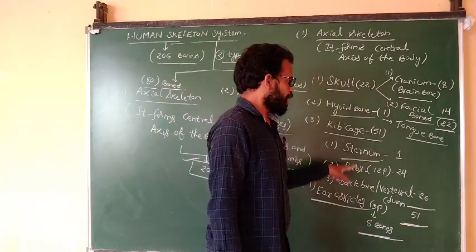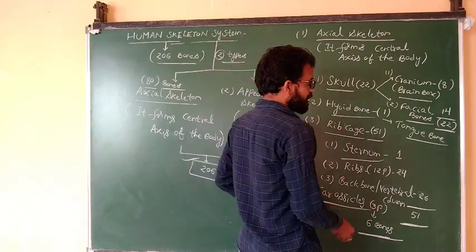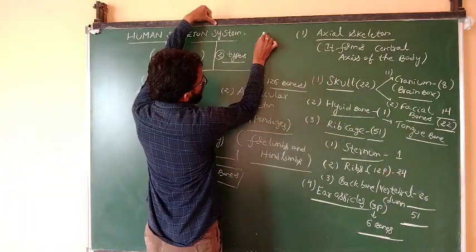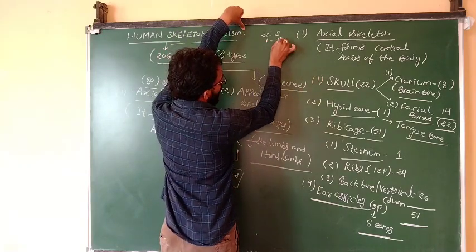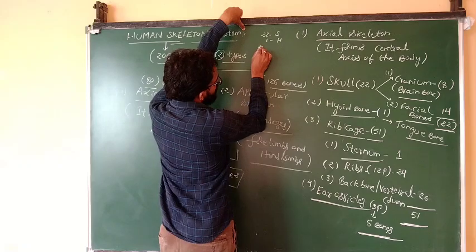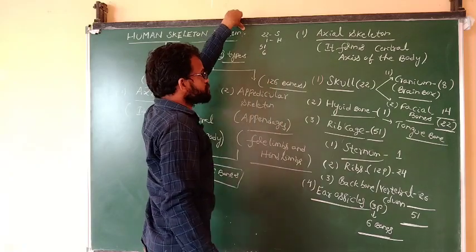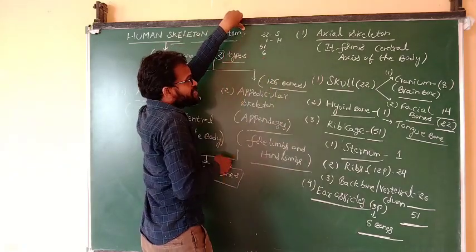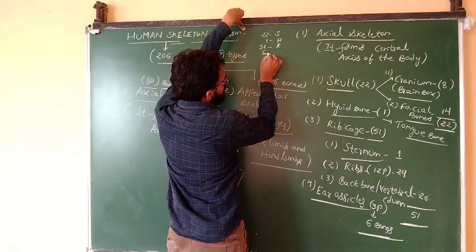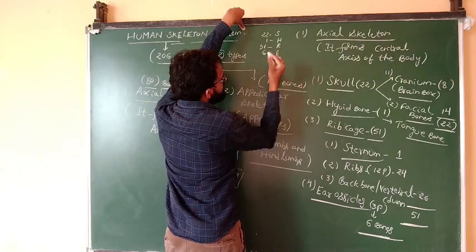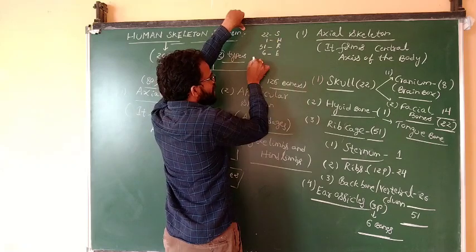51, 6, and the tongue 1 bone, and the skull consists of 22 bones. See here, 22 bones are present in the skull, 1 bone is the hyoid bone, the rib cage consists of 51, and the ear ossicles consist of 6. See here, 51 means the rib cage, 6 means the ear ossicles. Here 6 plus 7, 8, 10.